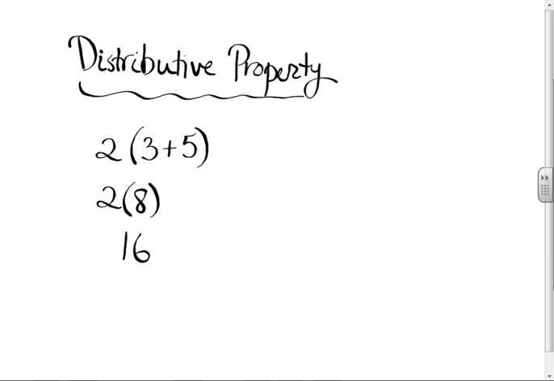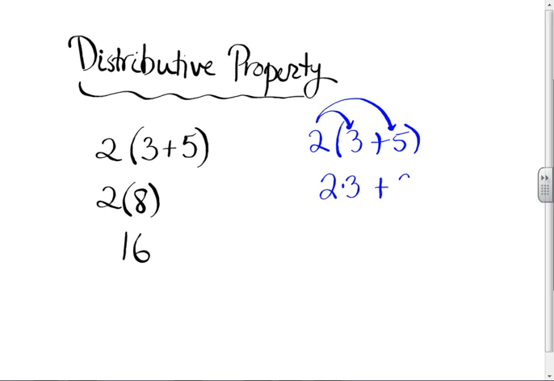Now, think of these as mailboxes, and you're stuffing mailboxes. I can also distribute this. I can multiply my 2 through my parentheses. So I end up getting 2 times 3, and this is a plus, and then I have to do 2 times 5. And I better get the same answer. If I don't get the same answer, then I did it wrong. So this is 6 plus 10, which is 16.